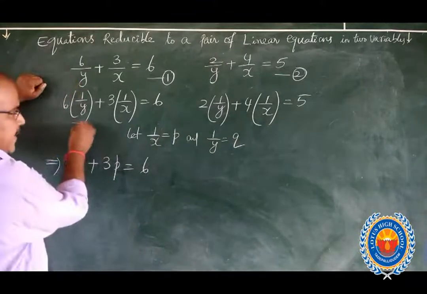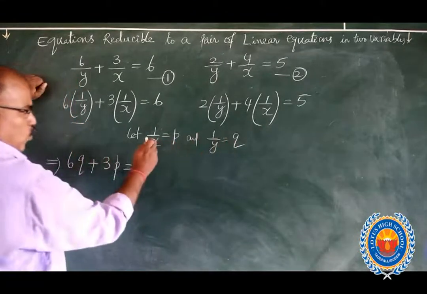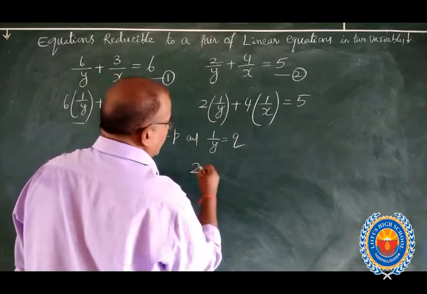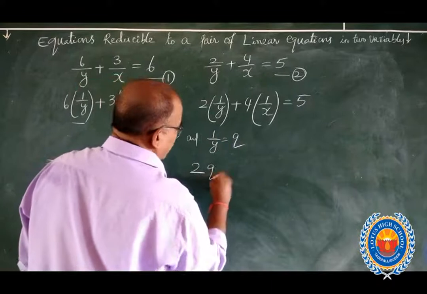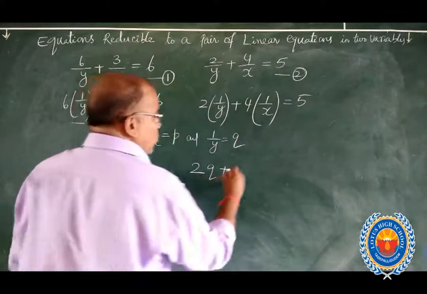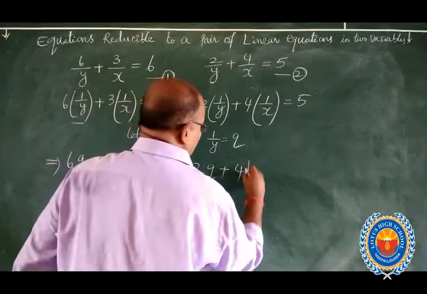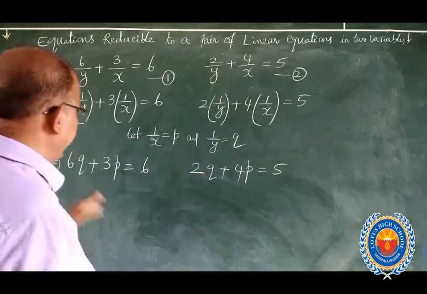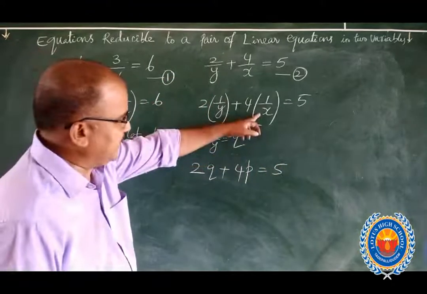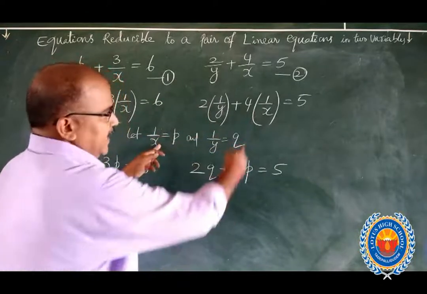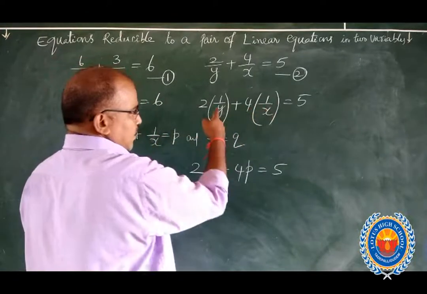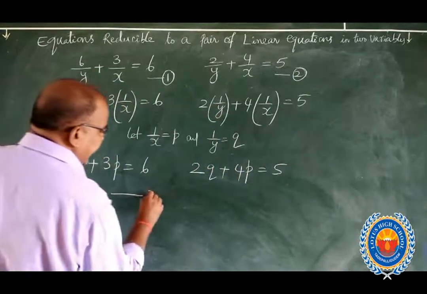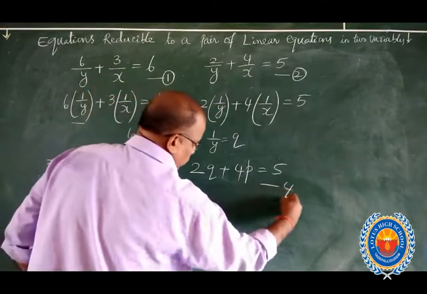Why? Because 1 by y is q and 1 by x is p, so it is equal to 6. In equation 2, 2 into 1 by y is 2q, plus 4 into 1 by x is 4p, is equal to 5. Why? Because 1 by x is equal to p, so 4p, and 1 by y is q, so 2q. This is equation 3, and this is equation 4.